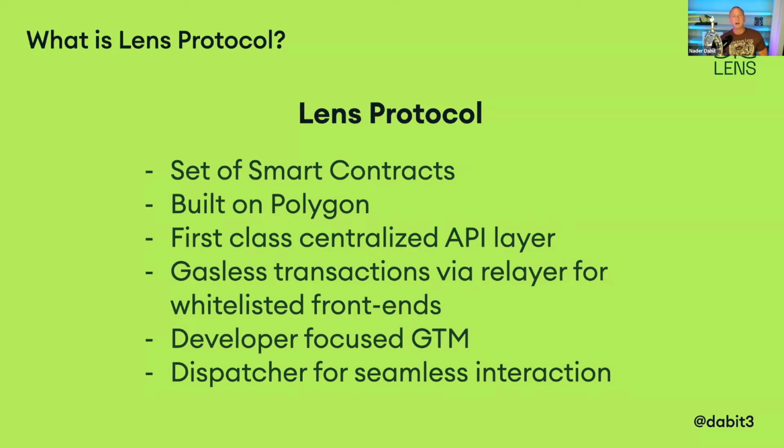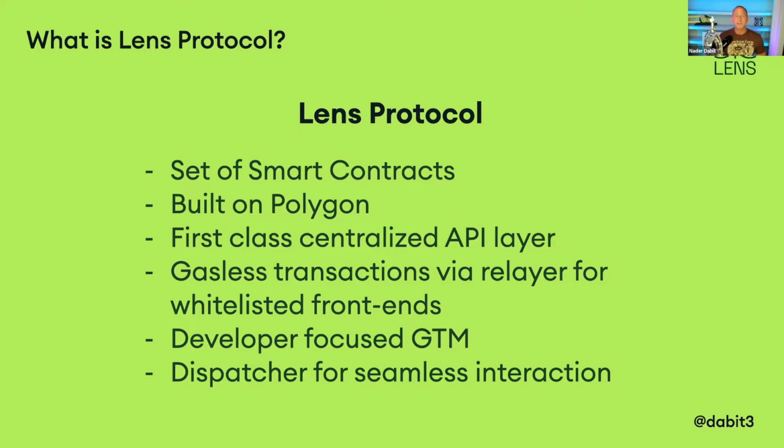But Lens is a set of smart contracts. It's deployed to Polygon, but anyone can actually fork these smart contracts and deploy them to any network that's EVM compatible. So if you want to deploy Lens to Polygon, you can actually do that. It only takes a couple of minutes. If you want to deploy Lens to Optimism or Arbitrum, wherever, you can do that.